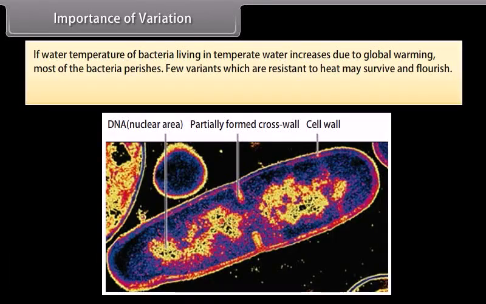If the water temperature of bacteria living in temperate water increases due to global warming, most of the bacteria perish. A few variants which are resistant to heat may survive and flourish. So we can say that variation is important for the survival of species.